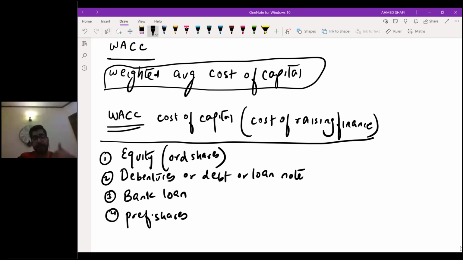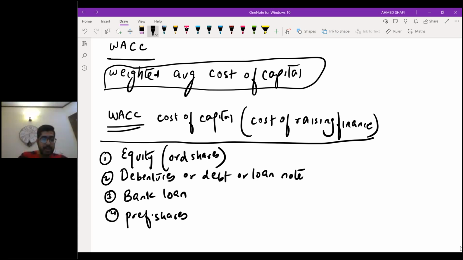You have to pay something in return to the finance provider. That is the cost. No one among these four will give you finance for free. Everybody wants some return, so you have to pay return to these parties. This is what cost of capital is, or cost of raising finances, that I have to pay return to someone. And when I pay return to someone, that's my cost.